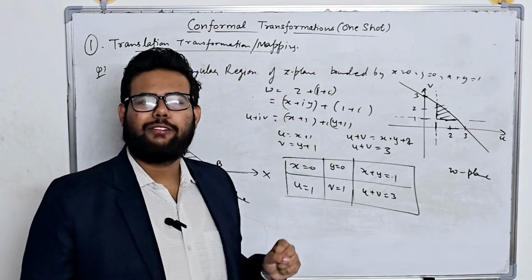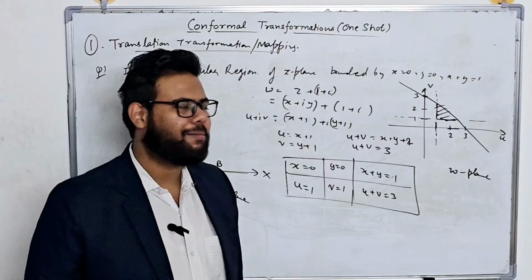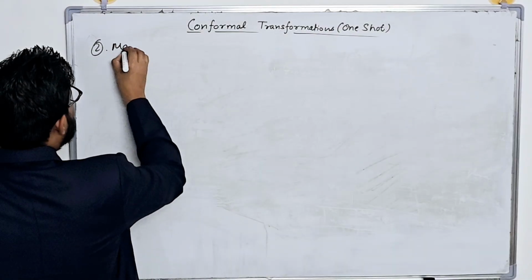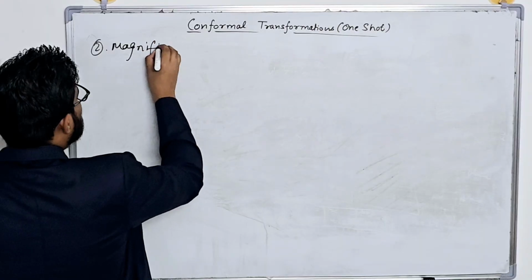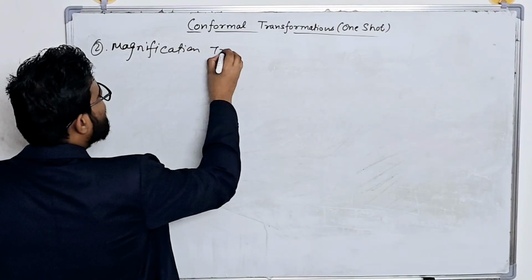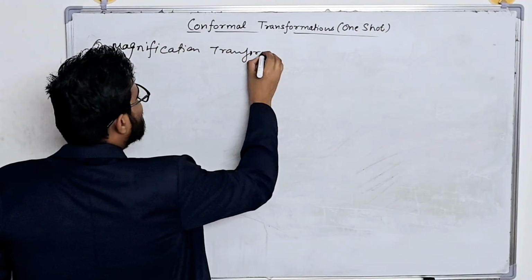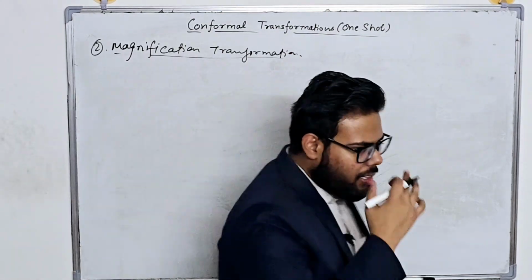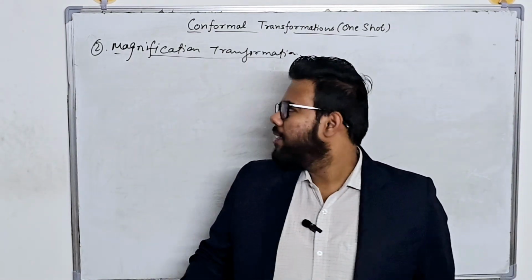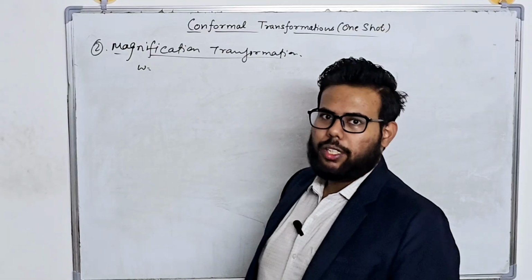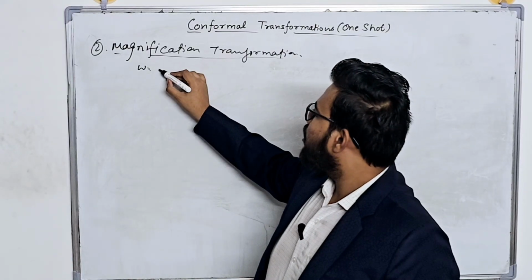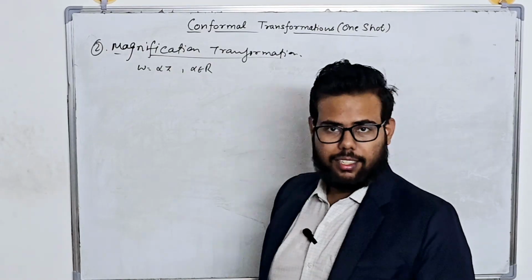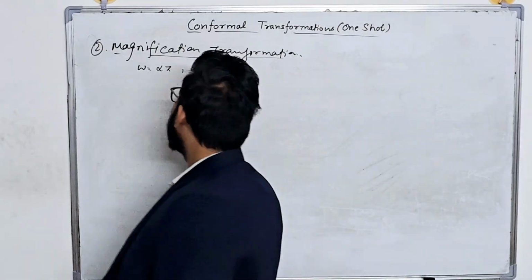Now let's move to magnification transformation. Magnification transformation, mapping or transformation, whatever you want to say. Now again I define it like w is equal to what? W is equal to alpha times z, where alpha belongs to real numbers in this case. Okay, right?